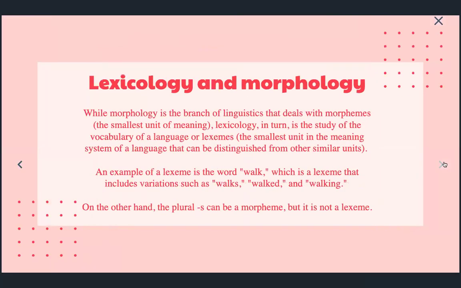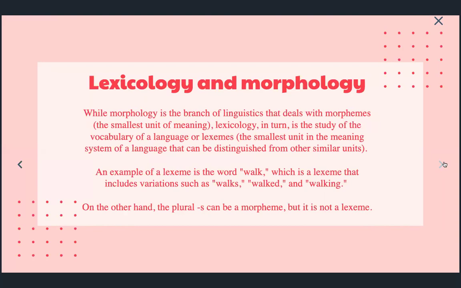First, one important connection we can see is between lexicology and morphology. While morphology is the branch of linguistics that deals with morphemes, which is the smallest unit of meaning, lexicology, in turn, is the study of the vocabulary of a language, or lexemes, the smallest unity in the meaning system of a language that can be distinguished from other similar units.